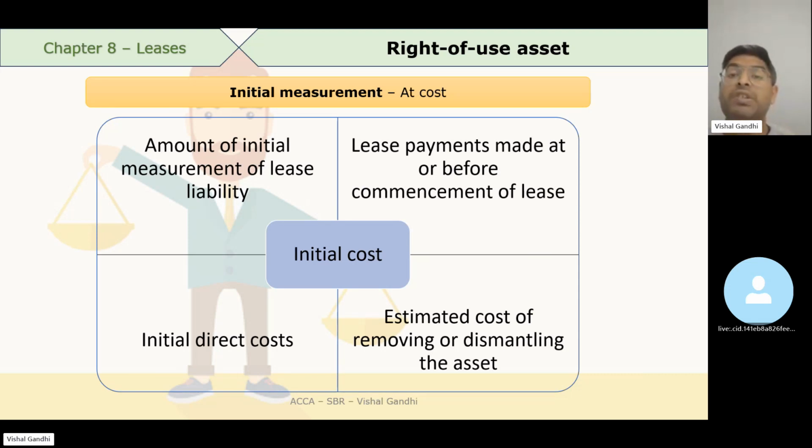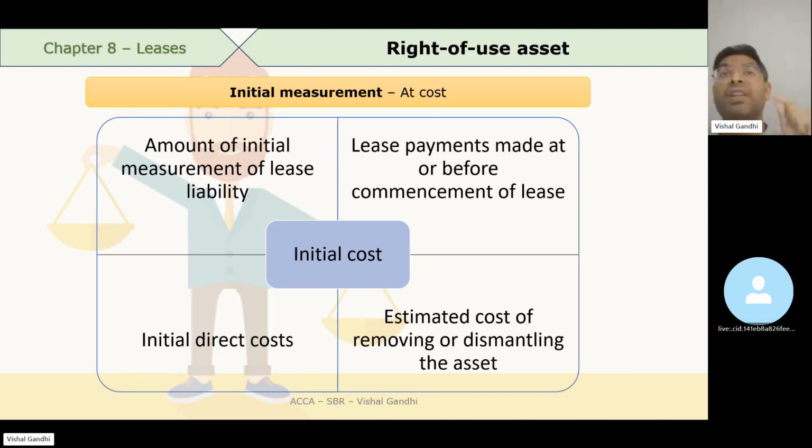Now what journal entries will we pass? This is the initial measurement at cost. So which 4 components? First is the amount which we calculated, the initial measurement of lease liability, which is the present value of all those 5 components, plus whatever is payment made in advance. We can say payment made in advance at or before the commencement of lease. Then initial direct costs, right? Transportation cost, installation cost, whatever the initial direct cost.